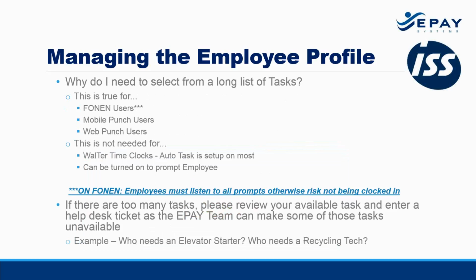Another question is, why do I always have to select from a long list of tasks? I'm on the phone and it's taking me 5 minutes to listen to all the different tasks that are out there. I've heard it all, because sometimes if you use phone in, mobile punch, and web punch, you have to just scroll through or listen to, on the phone unfortunately, all the different tasks that are available.